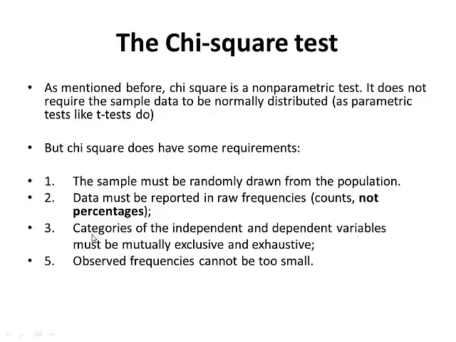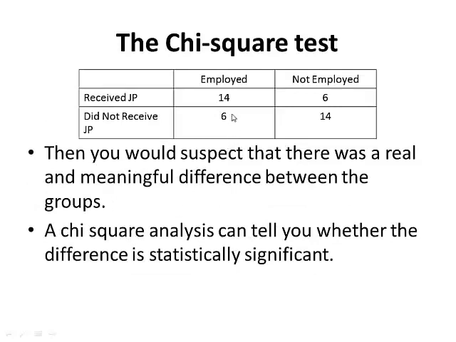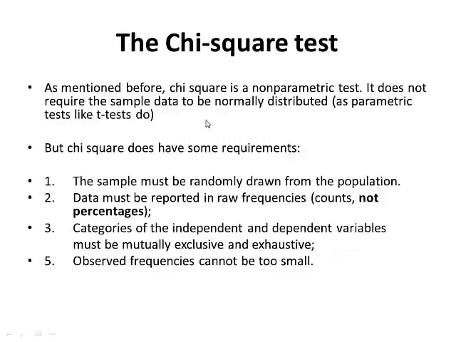The categories of the independent and dependent variables must be mutually exclusive and exhaustive. And let's go back and look at what that means. Mutually exclusive means you can only be in one group or the other. So you can only be in the employed group or the not employed group. You can't be in both. So it's mutually exclusive. And exhaustive means all the people are in either one group or the other. So we have mutually exclusive groups, and they are exhaustive. All the people fit into one group or the other.